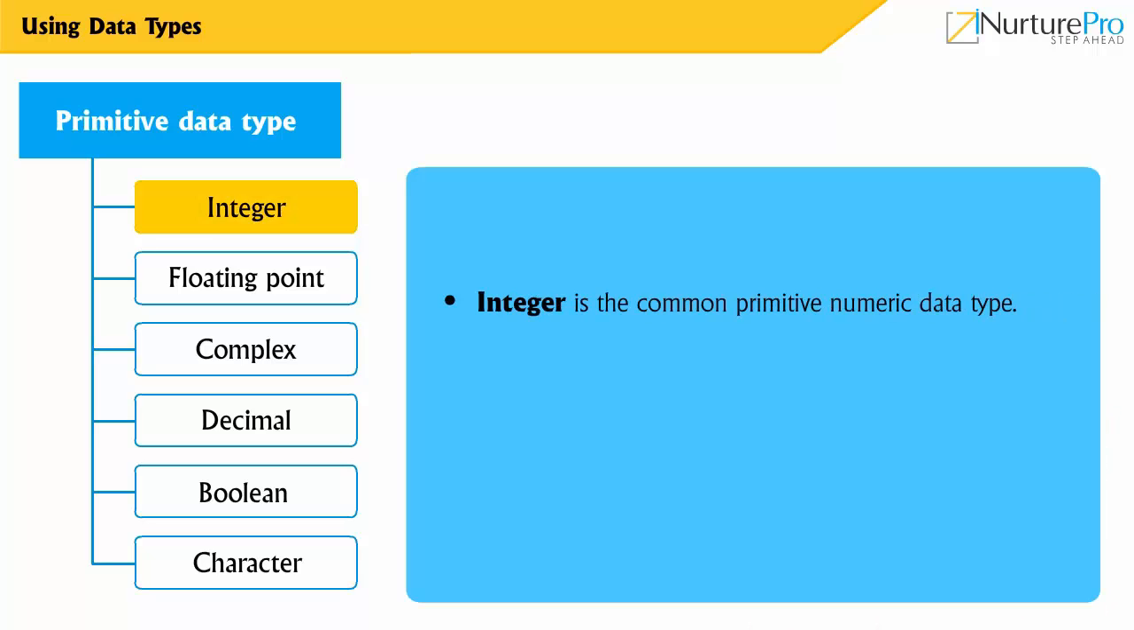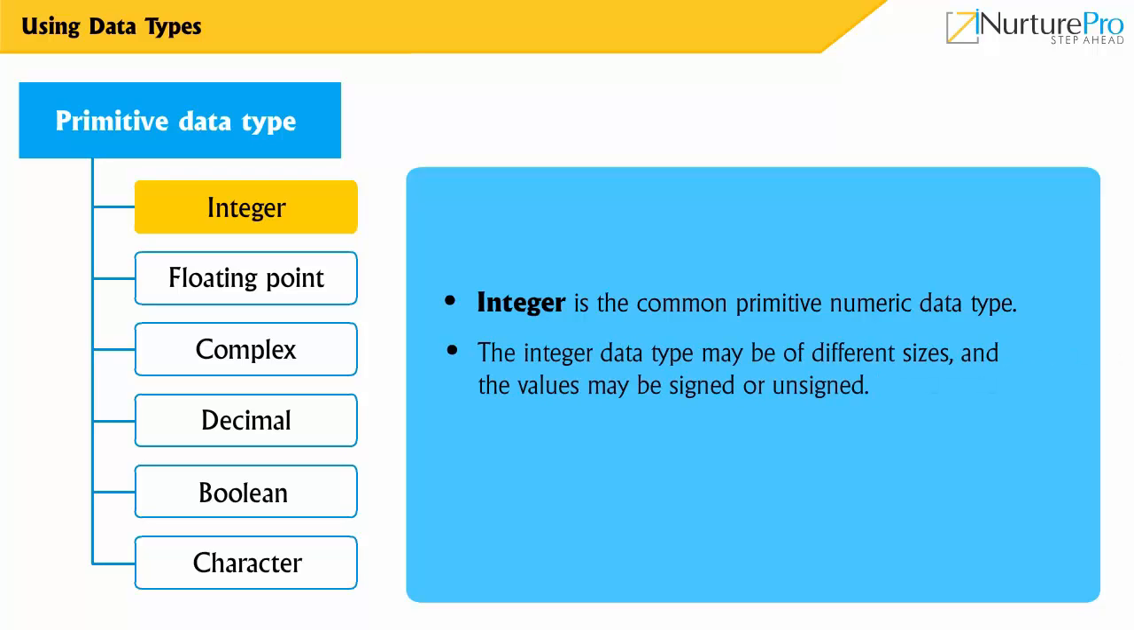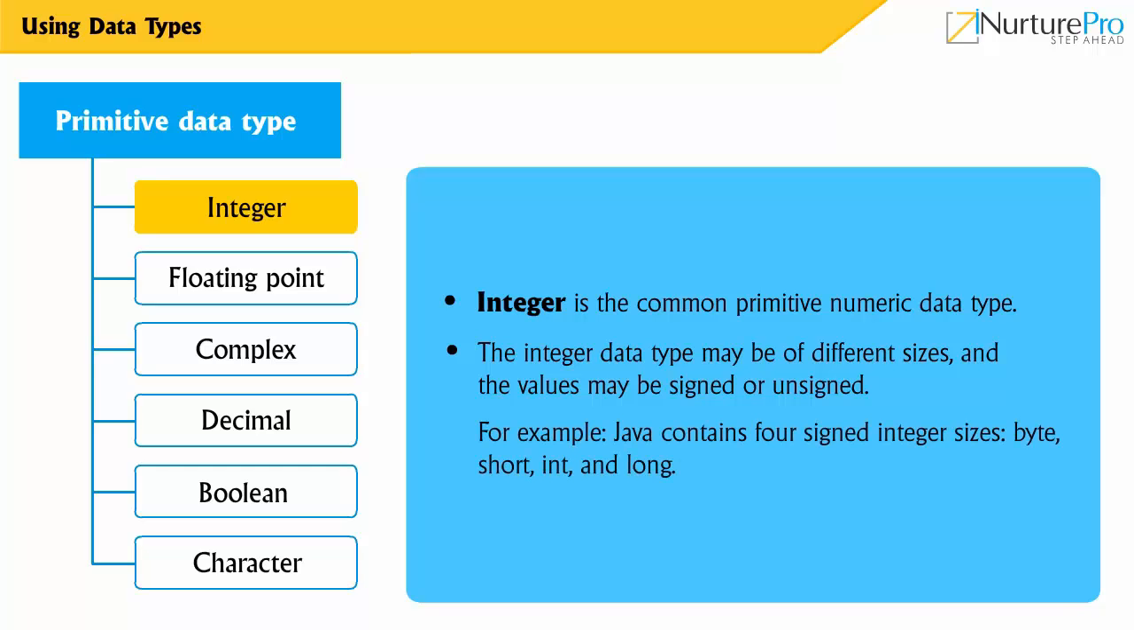The most common type of primitive data type is the numeric data type known as integer. The integer data type may be of different sizes and the values may be signed or unsigned. The size of integers is supported by all programming languages. Most of the integer types are supported directly by the hardware. For example, Java contains 4 signed integer sizes: byte, short, int and long.